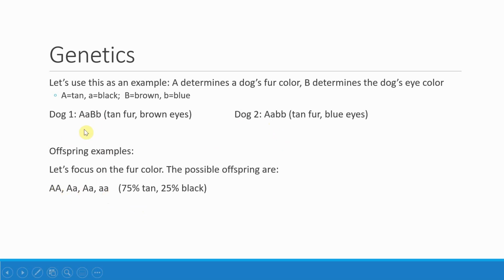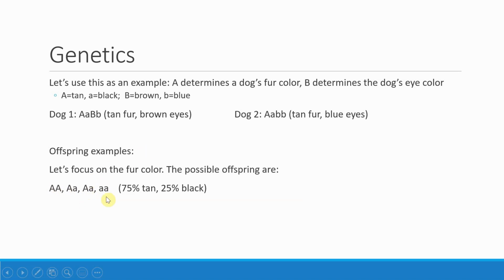And you'll notice that it's 75% tan and 25% black. So 3 of the 4 are going to give you tan. That's because that's the dominant. And only one of them is going to give you black fur, because that's the recessive in this case. So notice again, even though here we have a recessive allele, it's still going to display the dominant trait because there's one dominant letter.